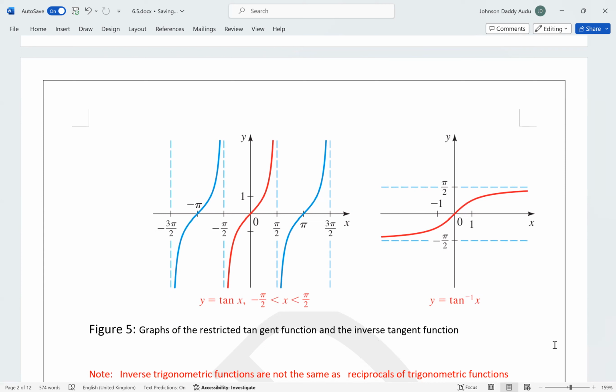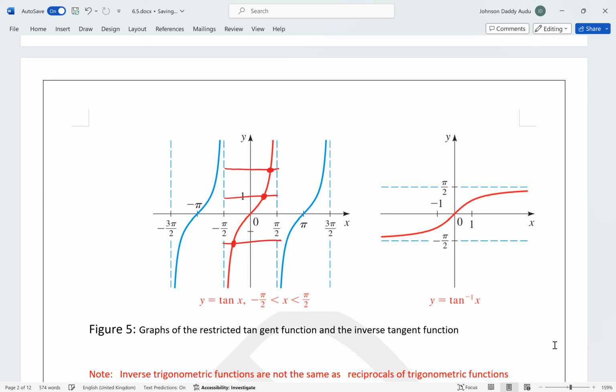But if we restrict tan to only the red one, which is from minus pi over 2 to pi over 2, it means it's going to be 1 to 1, because if we draw a horizontal line test, it's going to cut only at where? At one point. So that is why we're saying that the domain of tan x is what? Minus pi over 2 to pi over 2. But what to note here is that the pi over 2 here is not closed, it's open, right? Because we know we have vertical asymptotes at minus pi over 2 and at pi over 2.